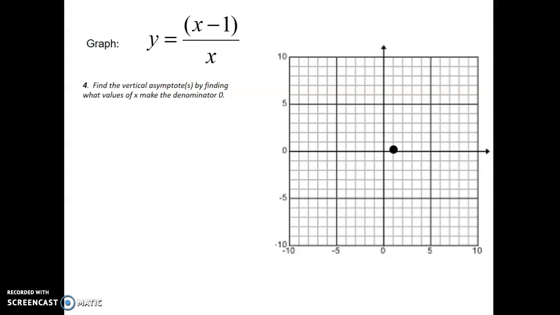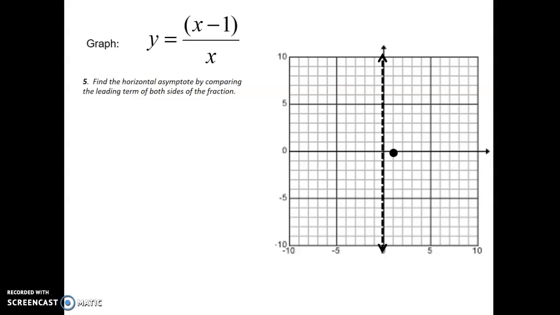Next, we have the vertical asymptote. We take our denominator and set it equal to 0. Well, it's just x equals 0. So that is our vertical asymptote. And that explains why there was no y-intercept, because your vertical asymptote is on the y-axis. Again, it's a dashed line, so you can't actually see it, but it's that boundary you can never cross.